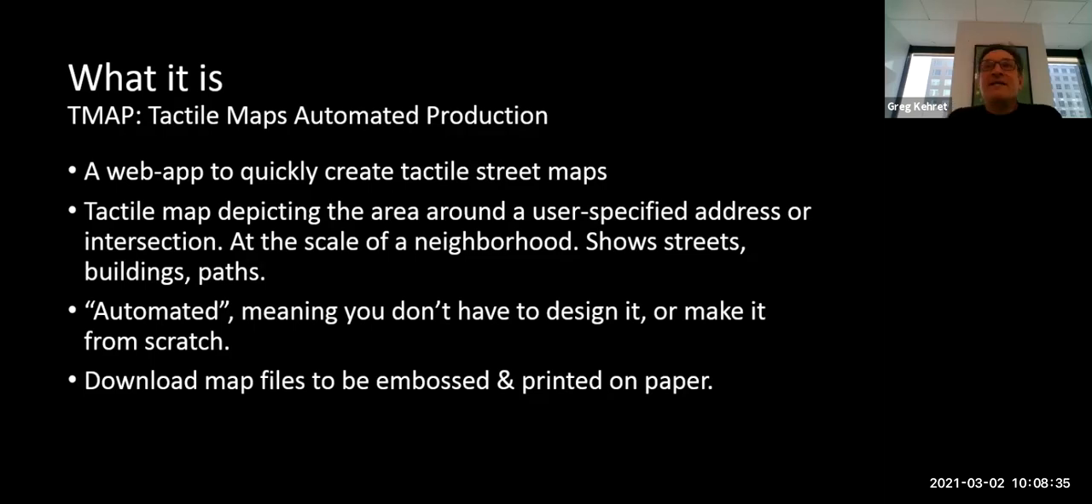And this is automated in the sense that you don't have to design these maps or make them from scratch. And I suspect that many people on this call have at one time or another taken pains to create their own maps for students. So you know how involved that can be. And this Tmap can be a real time saver. And finally, the way this works, it's a web app. It runs in your browser. You type in an address. You eventually basically download your file. And from that, once it's on your computer, then you can actually print or emboss it.